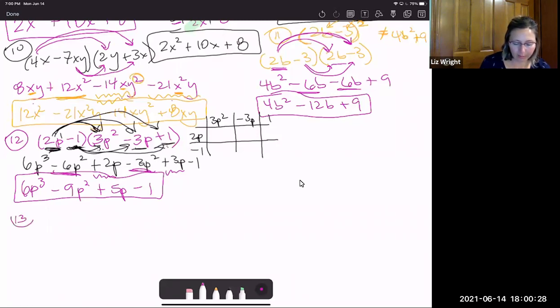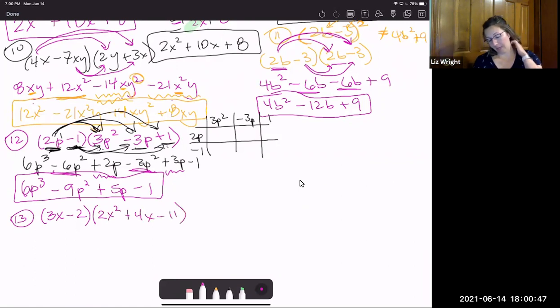Number 13. Number 13 is similar. So I'm going to have you guys, after I write it up, I want you to try it on your own. And we're going to start with this one again, a binomial of 3x minus 2. And then we're going to multiply it by a trinomial of 2x squared plus 4x minus 11. And let me give you the answer, but I want you to try this one. So you should be getting 6x cubed plus 8x squared minus 41x plus 22. So that's what you should be getting when you're done.